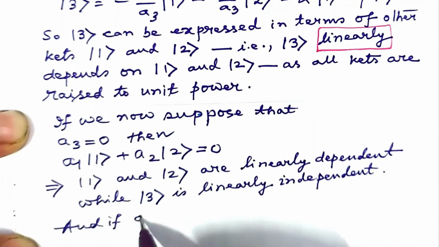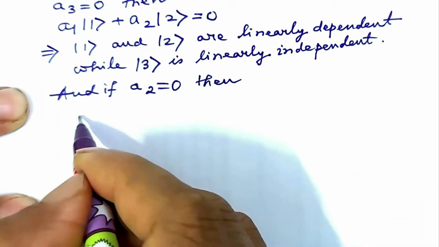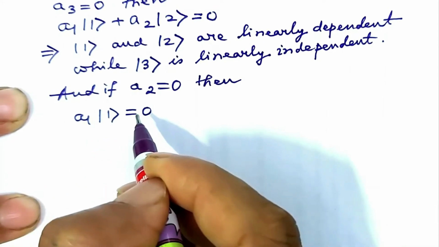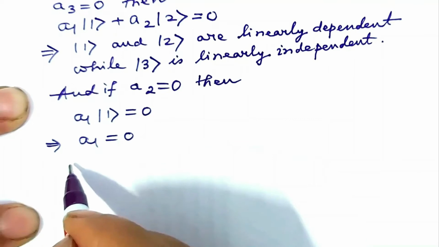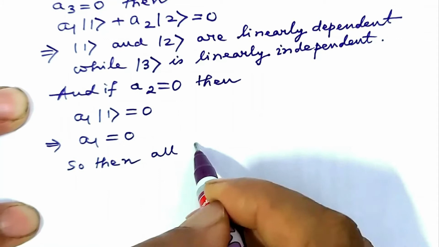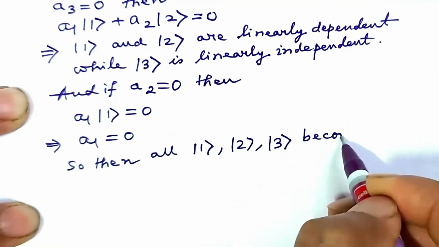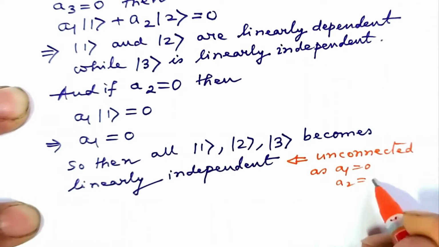And if a2 equal to 0, then the relation gets further reduced to a1 ket1 equal to 0, and this then gives a1 equal to 0. So all the coefficients a1, a2, a3 are 0. So then all the kets ket1, ket2, ket3 become linearly independent, that is, unconnected in this case.